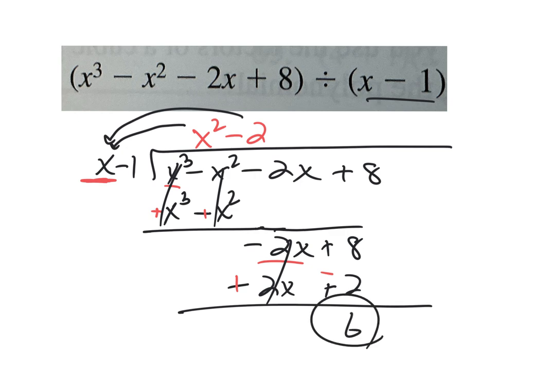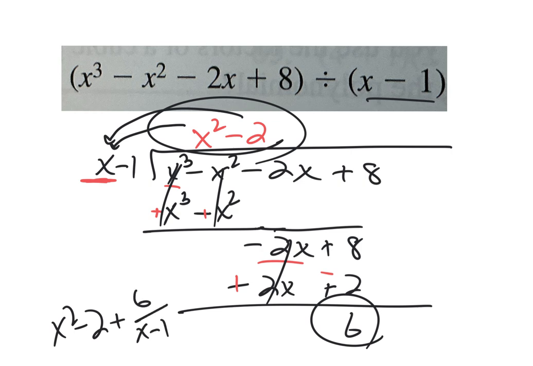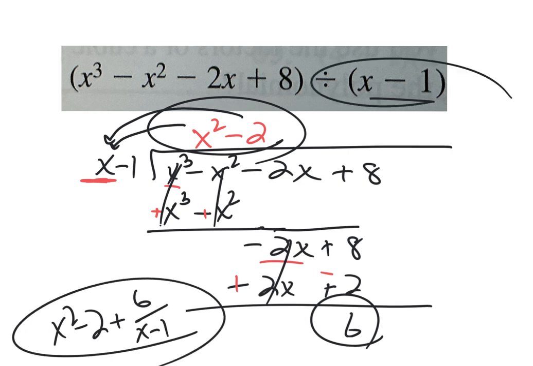And we're not going to put a big R6. What we're going to do is write our answer like this. We're going to put the quotient up there, x squared minus 2. Then I'm going to put plus the remainder 6 over what we started with, which is x minus 1, our original divisor. And that's how it works. Messy? Yes. Hard? No. Let's try one more.